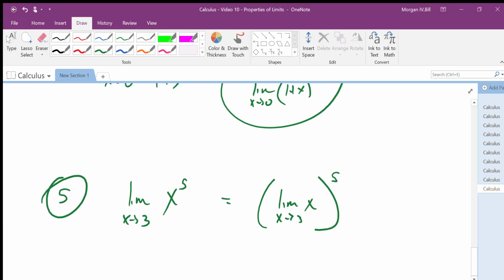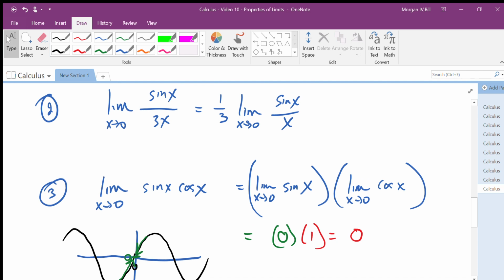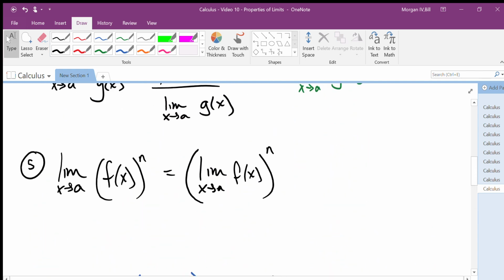All right, that is all for our properties of limits.